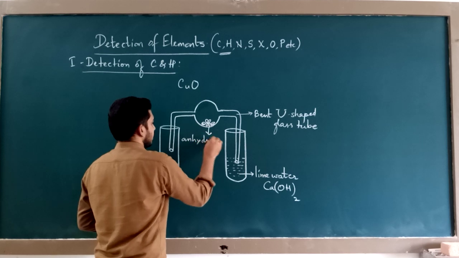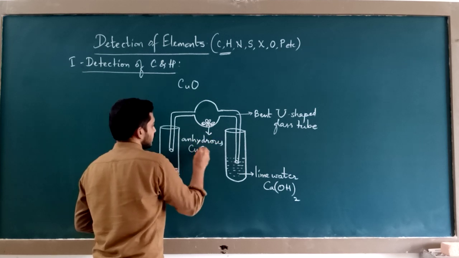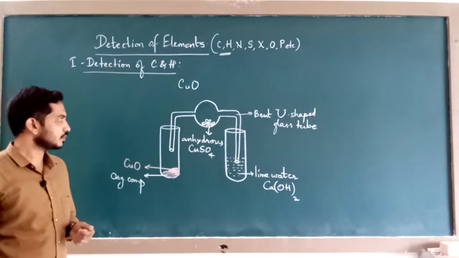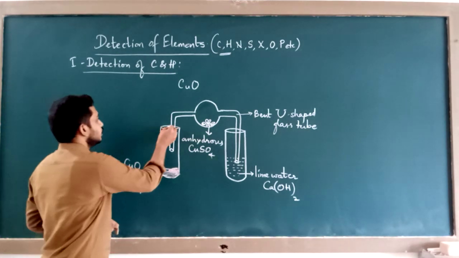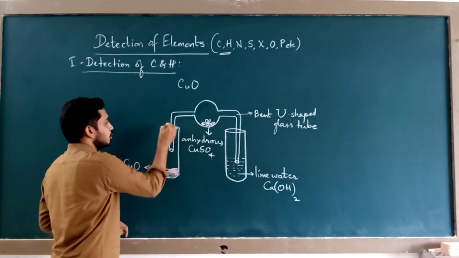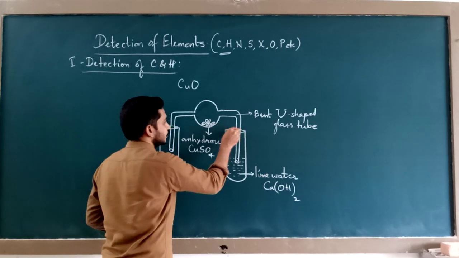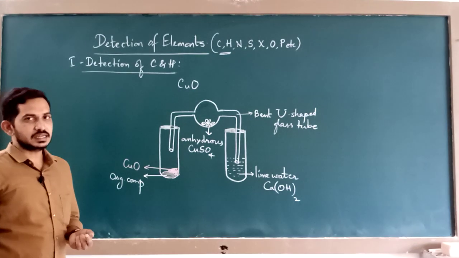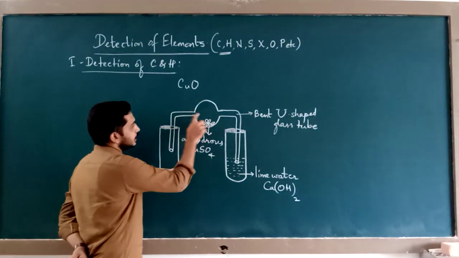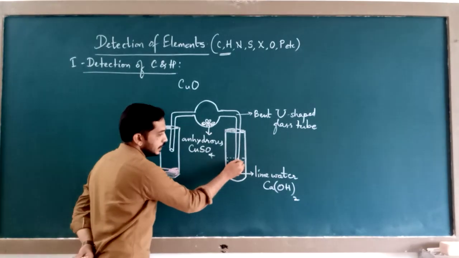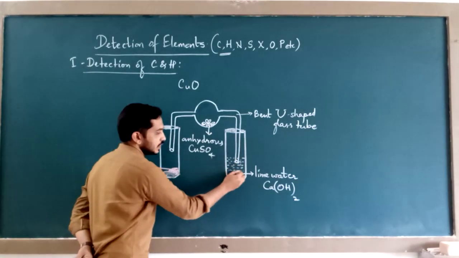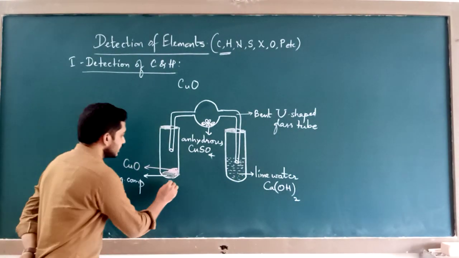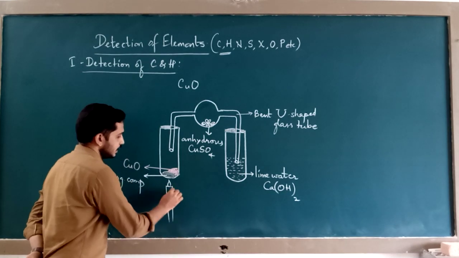Now this bent U-shaped glass tube should contain anhydrous copper sulfate. Once this is done, you close the mouths of both the test tubes. Before heating is done, make sure that the other end of the bent U tube is dipped inside the lime water. Now you heat the first test tube.